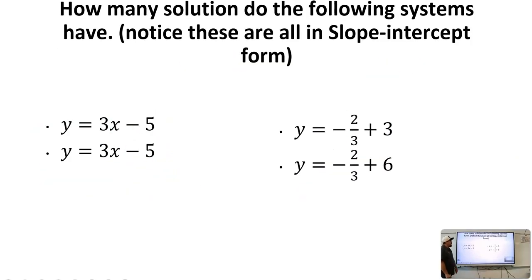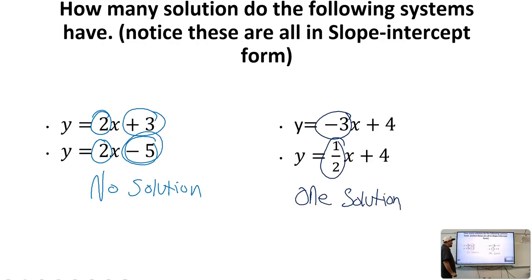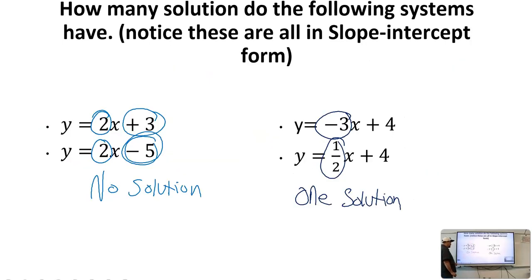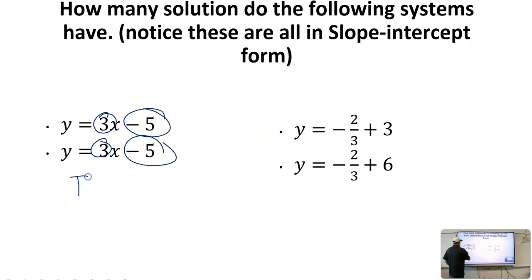Okay, let's look at this one right here. y equals 3x minus 5, y equals 3x minus 5. Hopefully you can tell right away those are the same lines because we have the same slope and we have the same y-intercept. Same slope, same y-intercept. If I come back to here, same slope, same y-intercept. That means there will be an infinite amount of solutions. So we just say infinite solutions.